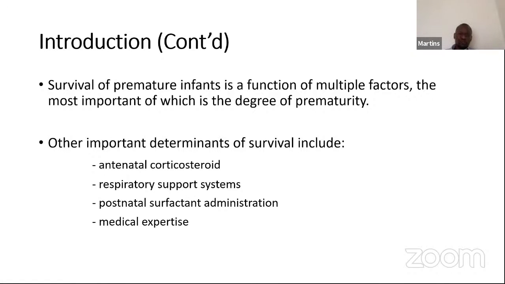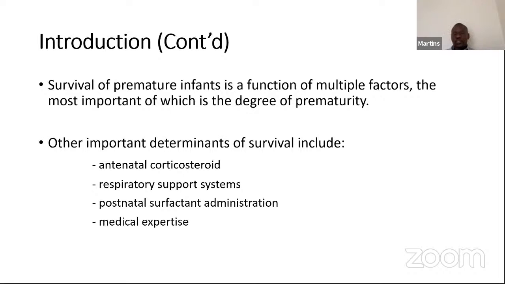Then between 28 weeks and less than 32 weeks is the very high preterm, and the extreme preterm are those below 28 weeks. So many factors actually contribute, but usually the degree of maturity plays the greater role.